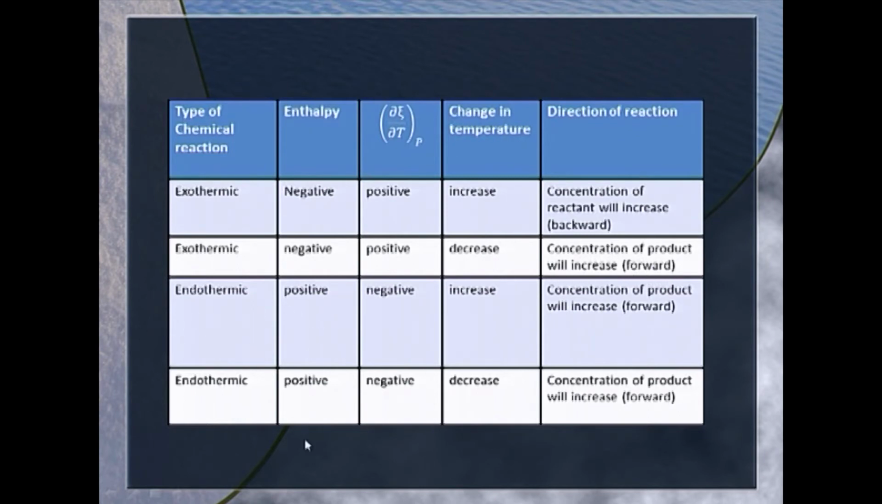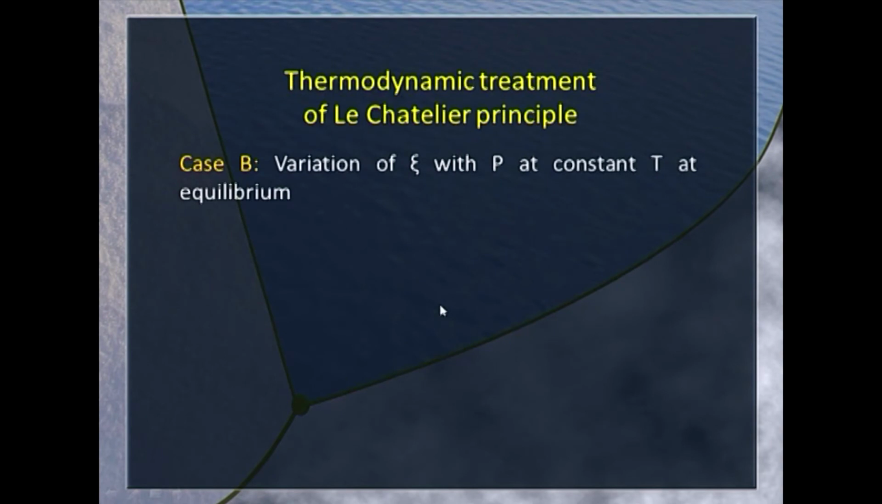Then if you are looking at an endothermic process where there is a positive value of enthalpy, this value is going to be negative with respect to change in temperature. If the temperature increases or decreases, there will be a direct effect on the direction in which the reactant or the product moves. Now let us look at the other case, where ξ changes with pressure at constant temperature.